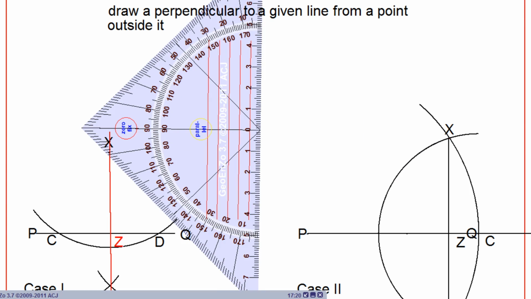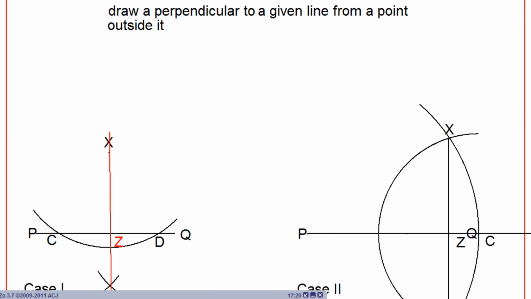So this is how you can draw the perpendicular when the given point is on the line, at the center or very close to the center, or when the given point is not on the line but outside it, or close to any end but not on the line. So this is a very simple step. You can practice it.